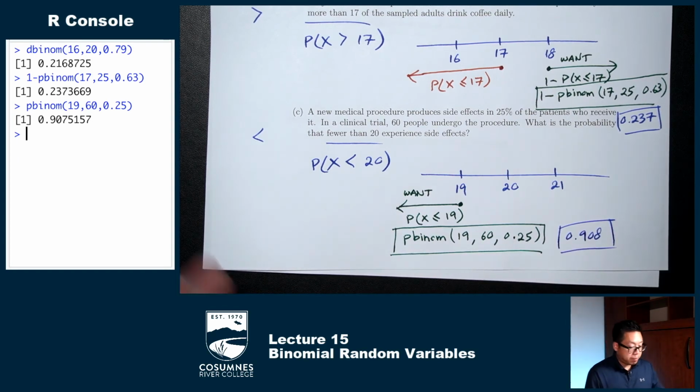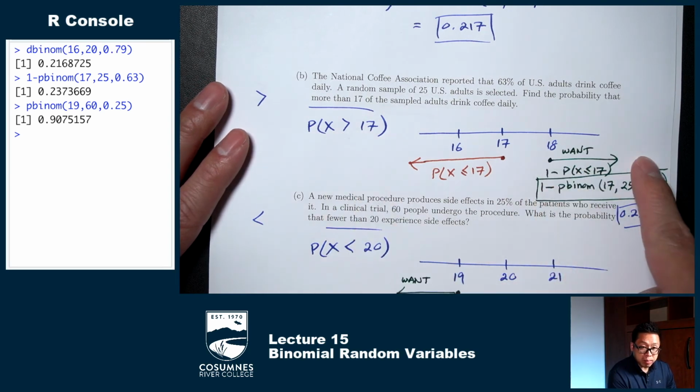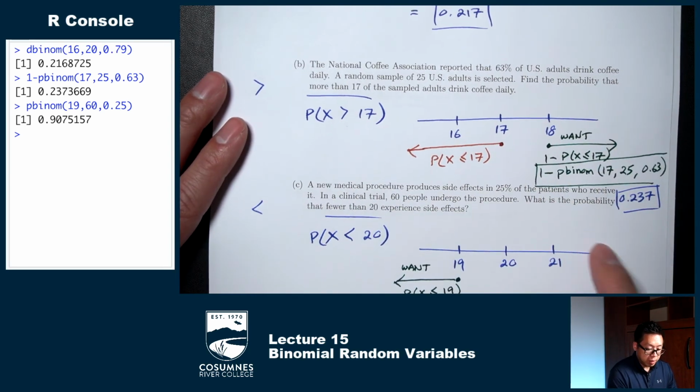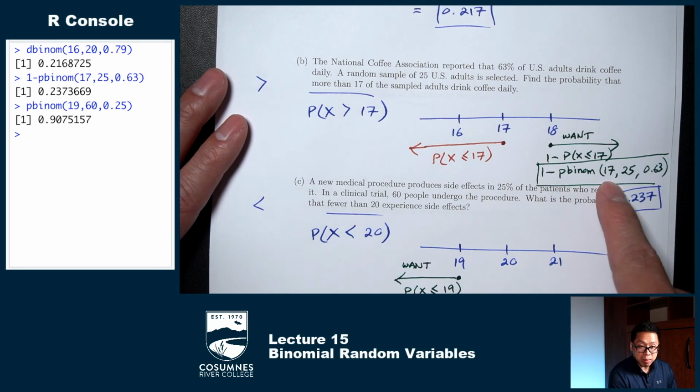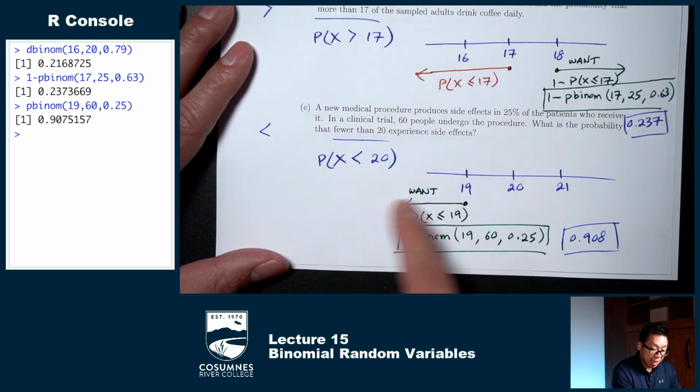Okay, notice that in part B, because I was looking for something to the right, my final answer had a 1 minus. In part C, I'm looking for something to the left. My answer did not have a 1 minus.